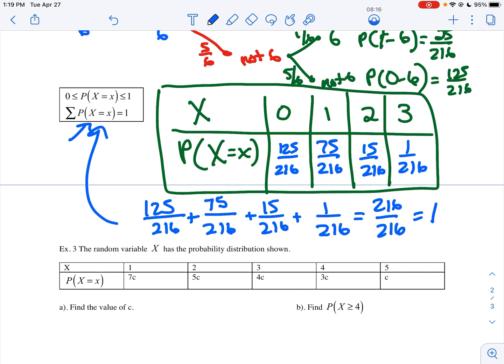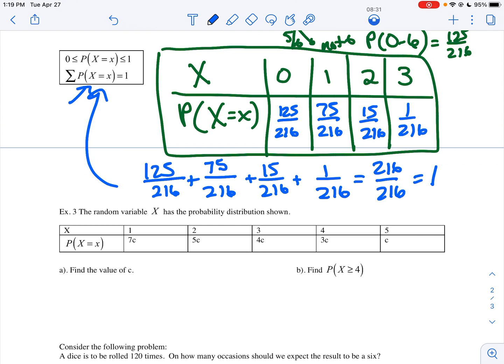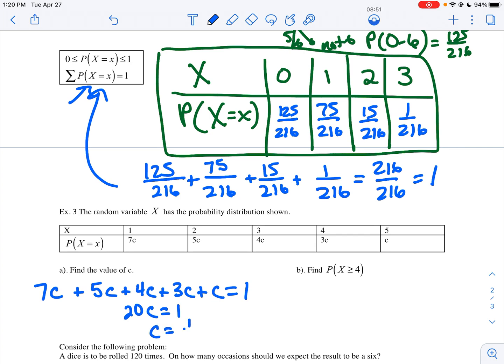Let's look at the next example and tie this together. It says the random variable capital X has the probability distributions shown. So X is getting 1, 2, 3, 4, or 5. So if I want to find the value of C, what I know is that when I add up all the probabilities, it should equal 1. So go ahead and solve this and tell me what you get for C. I got 20C equals 1, so C is 1 over 20.